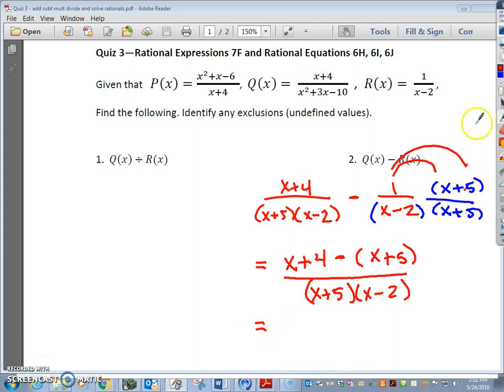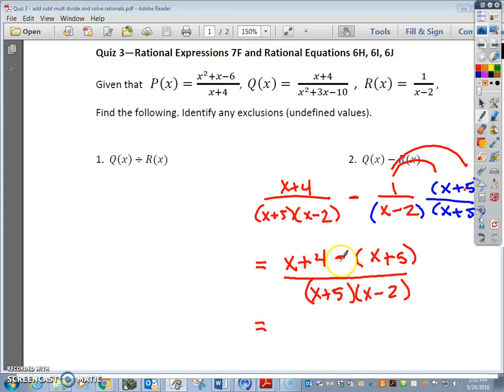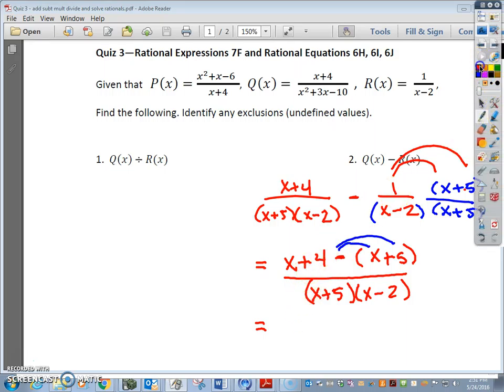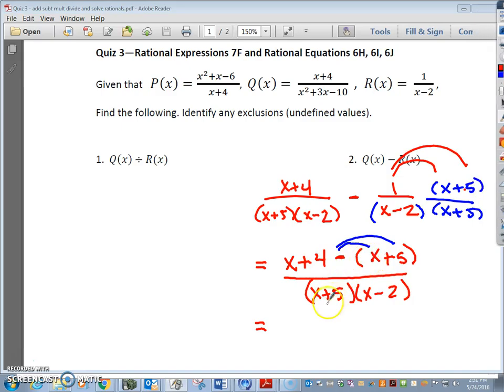So now let's see if anything cancels out. Again, remember, we have minus everything to the right, so this minus also gets distributed. What we end up having is x minus x, which is 0, they go away. And then 4 minus 5 is negative 1, over, nothing else cancels out at the bottom, x plus 5 times x minus 2. Now, what values can I not plug in? x cannot equal negative 5 and positive 2.